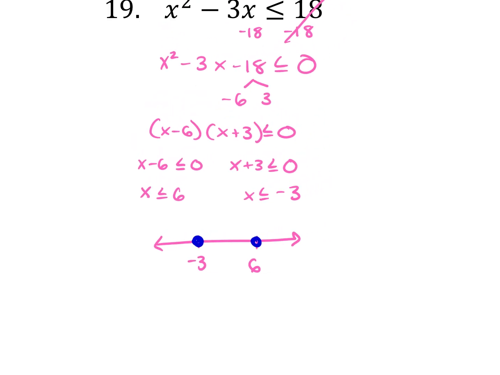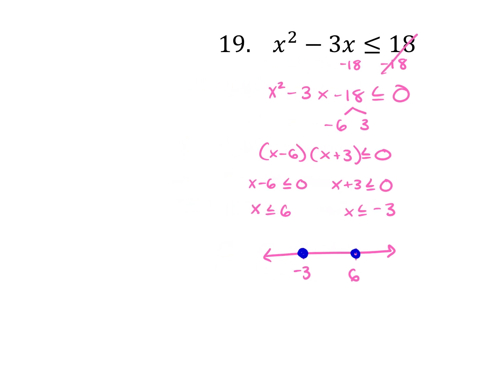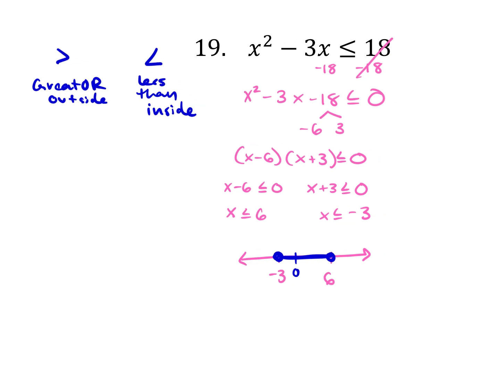Now, if it's less than, do we shade in between or outside? So remember, if it's greater, it's outside. Less than is inside. So we're shading in between. Now you could always test a number to see if that's true. What's a number in between negative 3 and 6? 4 or 0. 0 would be the easiest one to do the math with. So if 0 is in between, you could just test that.